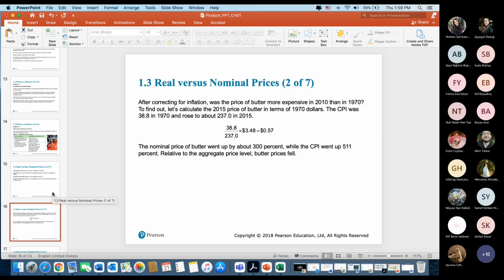This is an example. After correcting for inflation, was the price of butter more expensive in 2010? This is an example from the book, so I just wrote it out. I'm not going to do this example because it will not provide you the exact results, since there are still things missing in the question.